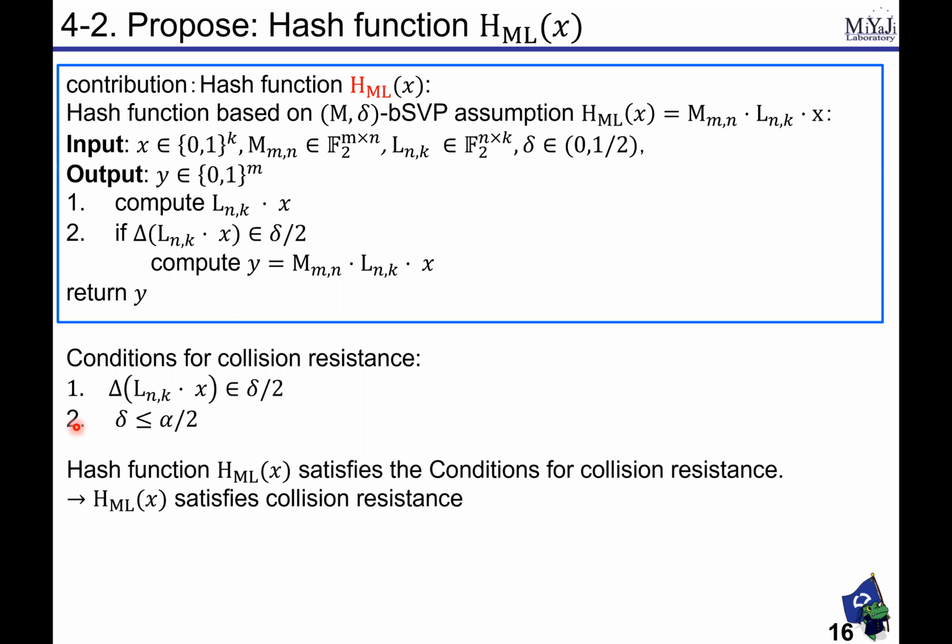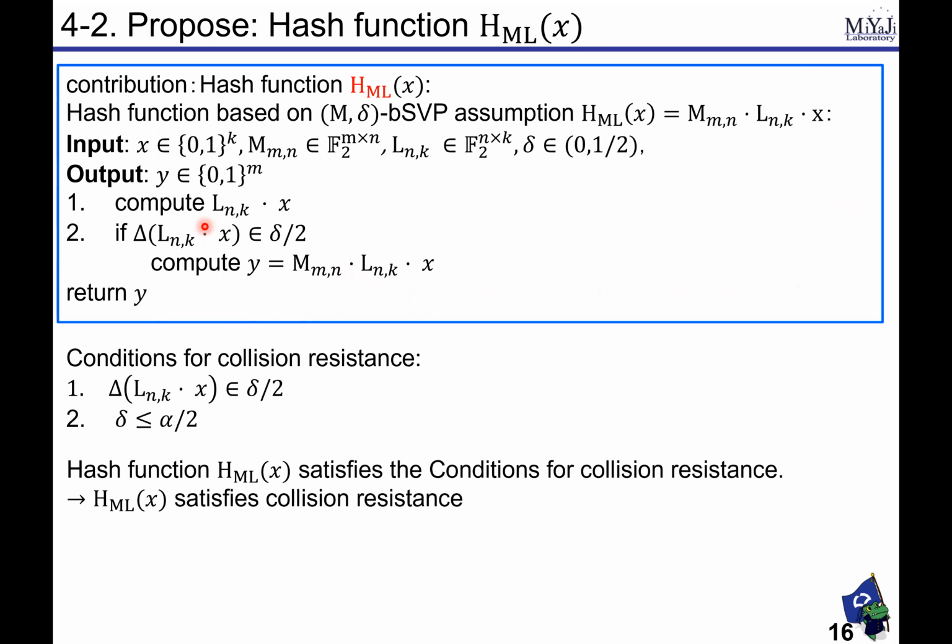So next is our proposed hash function H_ML. This hash function H_ML is similar to the previous research on hash functions. We have an input of x, a k-bit x, matrices M and L, and delta. We first compute L times x. If the relative Hamming weight of Lx is smaller than delta over 2, then we compute y as M times L times x, and we output y as the output of this hash function H_ML(x).